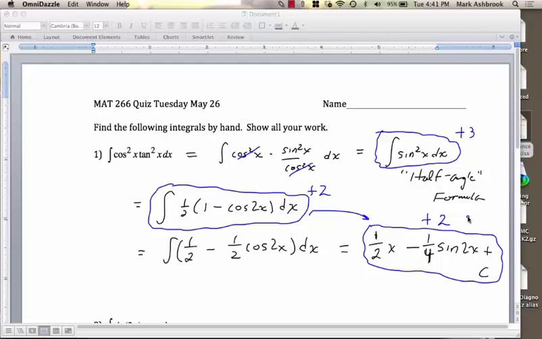Any questions? So again, this is maybe the most important one for this part, how to integrate sine squared or cosine squared and use the half angle formula. Questions? So number 1, what was that possible? 7 points possible. Okay, ready for the next one?